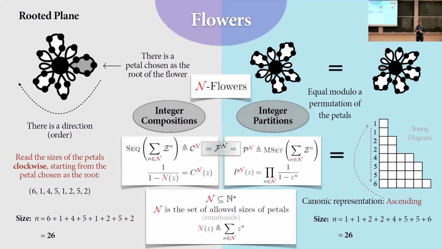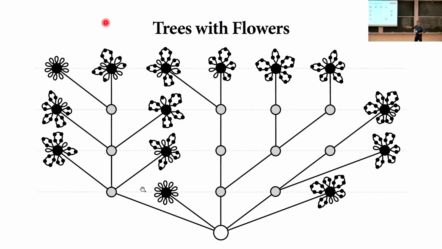So we are just attaching integer compositions and integer partitions to the vertices of the trees, right? We're going to denote by F^N, where N is the allowed sizes for the petals, or summands, if you want to think about compositions and partitions. So we will have generating functions for our set of flowers, the generating function f(z) of this class F^N. Okay, is this clear? I hope so. It's kind of easy. So we want to count these types of things. As I said, I will try to give a motivation at the end.